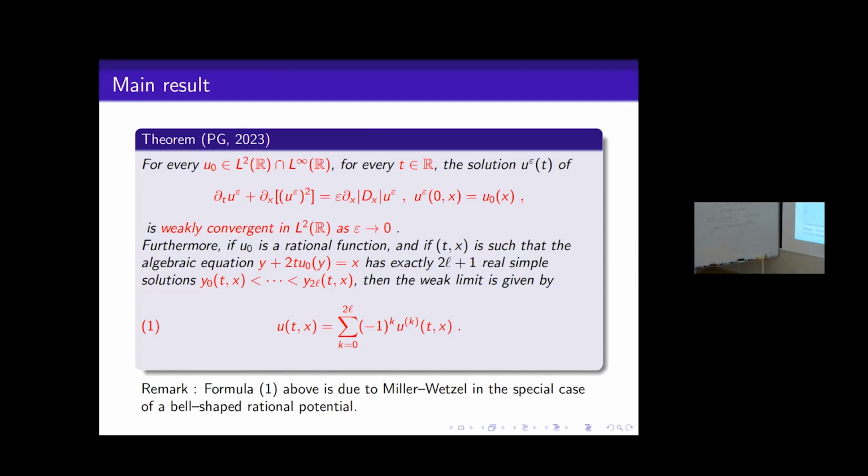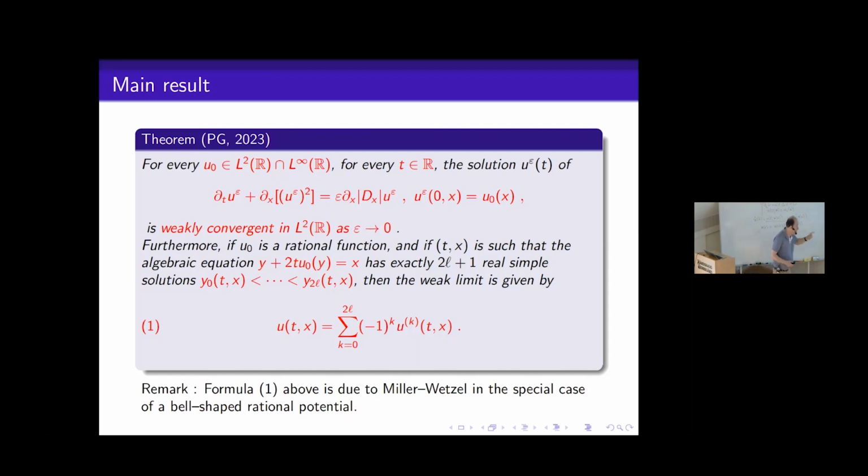So you have t,x here, and you have 2L plus 1. Here it's 3: y0, y1, y2. And you have this u of t,x, which is just the sum from k equals 0 to 2 of minus 1 to the k, u0 of yk. Just this. This is the formula. I wrote this formula for a rational function because I'm going to compute it using the rational part of u0, but in fact it can be generalized to much more general data, just by approximation.